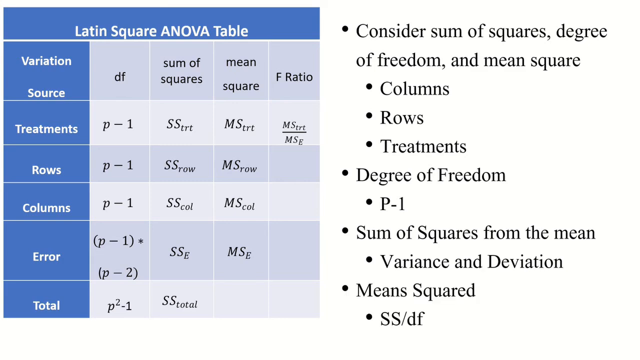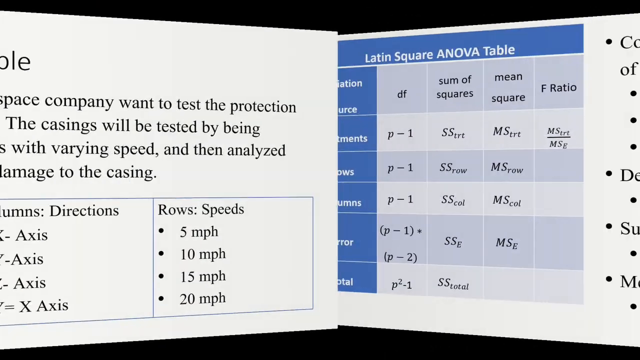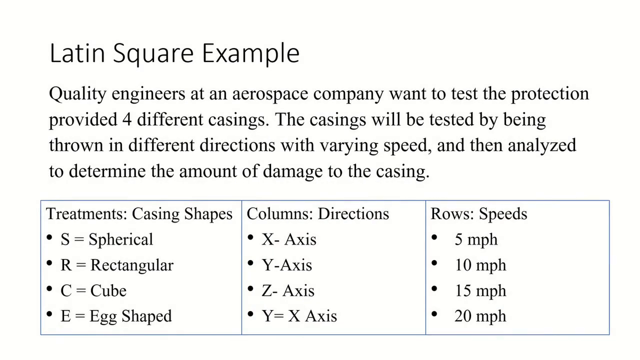Now that we've gone over the basics of Latin squares, let's look at an example problem. Here's our problem. Quality engineers at an aerospace company want to test the protection provided by 4 different casings. The casings will be tested by being thrown in different directions with varying speeds, then analyzed to determine the amount of damage to the casing.